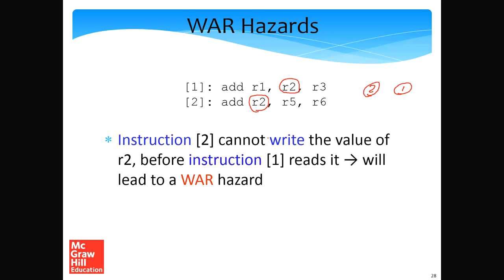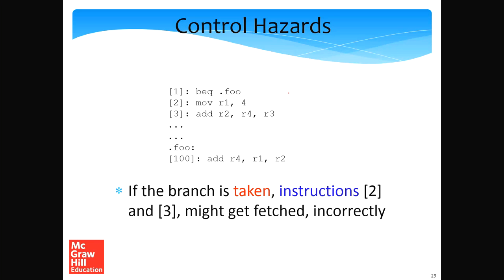In our case, instruction 2 cannot write the value of R2 before instruction 1 reads it. In an out-of-order pipeline, it is possible. And this condition is a write after read hazard. So we have a read first and then a write. This is called a write after read hazard. Again, it's not a problem for us. But if we allow instruction 2 to overtake instruction 1, then it becomes a problem. Alright, so what have we seen up till now? We have seen data hazards.